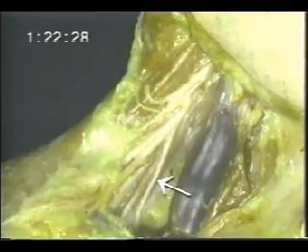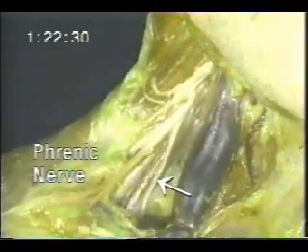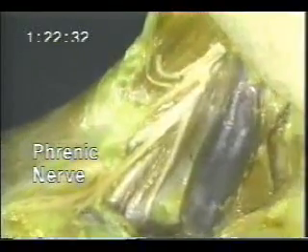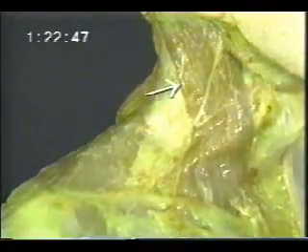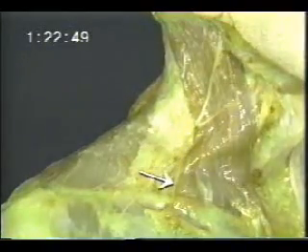Most of the branches of the plexus run laterally. This one runs straight downwards. It's the phrenic nerve. The phrenic nerve runs downwards into the thorax on the front of the anterior scalene muscle to innervate the diaphragm. Many of the branches of the cervical plexus emerge here, around the posterior border of the sternocleidomastoid muscle.